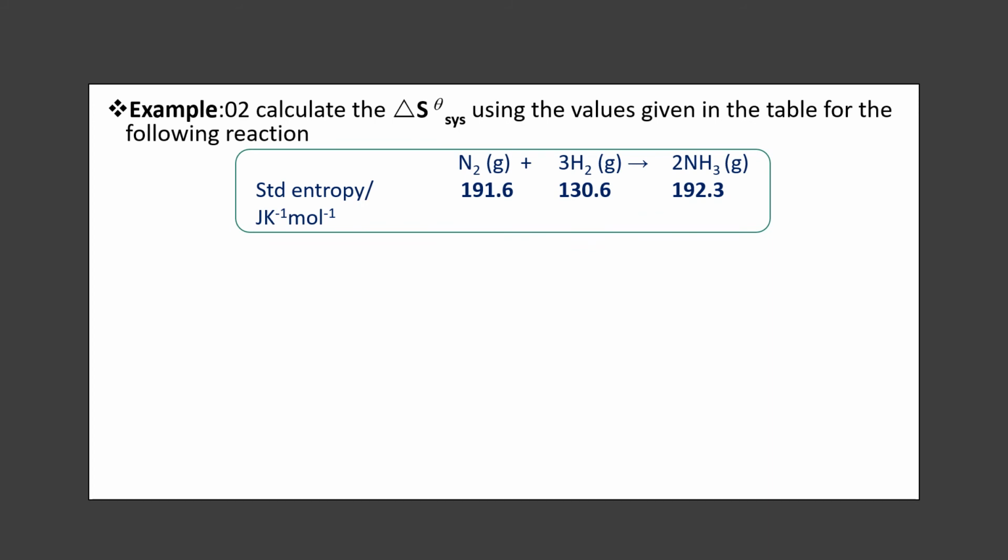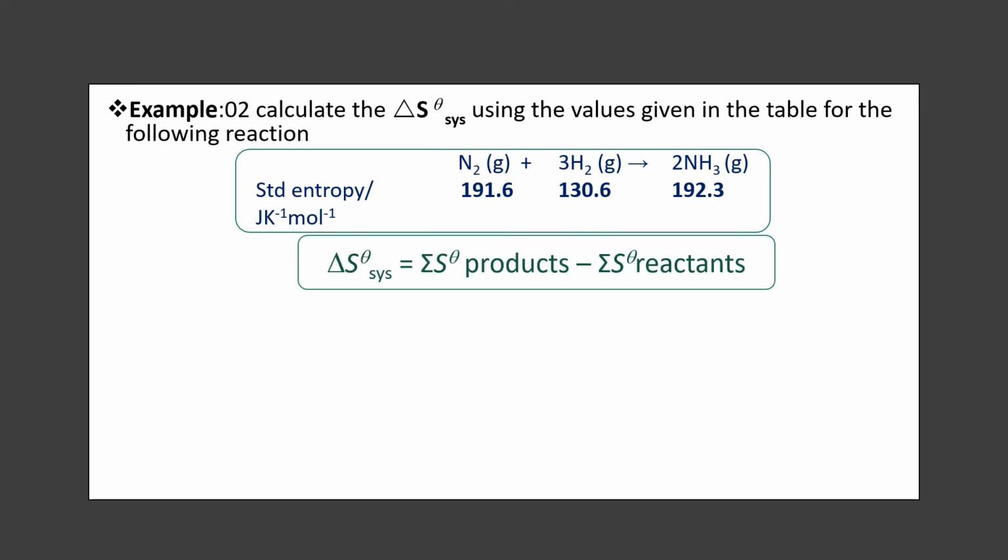Okay, so what is our first step? To write the expression. Now simply substitute it to the expression just like we did in the previous example. However, notice that unlike the previous example, in this one we don't have all 1 mole species. It's in fact 1:3:2.